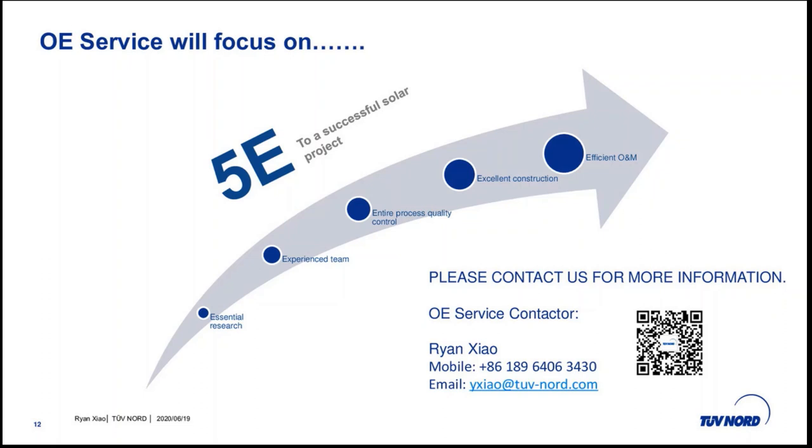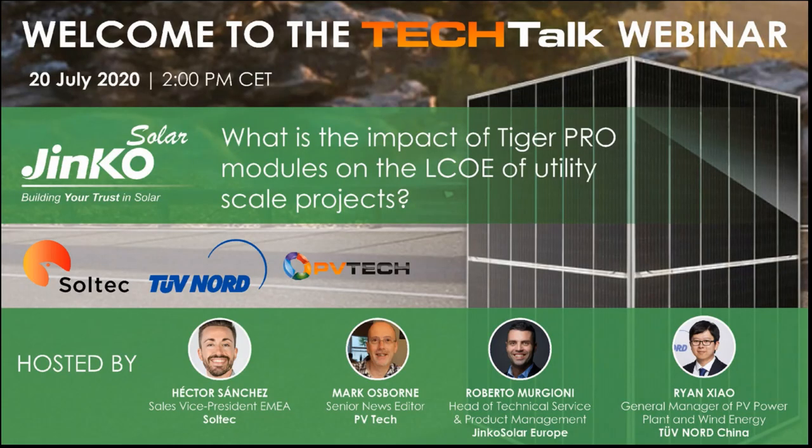So right now, we're going to start the Q&A. We have lots and lots of questions, people, regarding two sides, really: both the design issues related to the larger Tiger Pro modules or any larger area modules, and obviously the design of the tracker system. So I'm going to have to pass some of these over to both Hector Sanchez and Roberto, maybe to partly explain some of these, because there have genuinely been a lot of questions on this side.